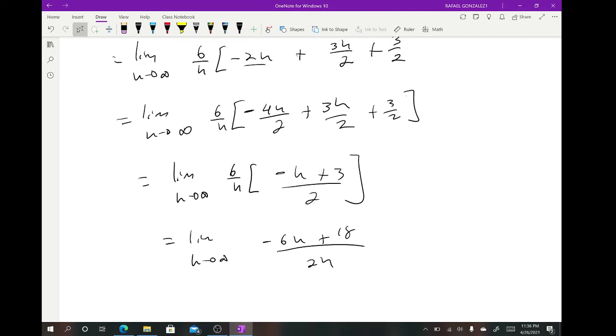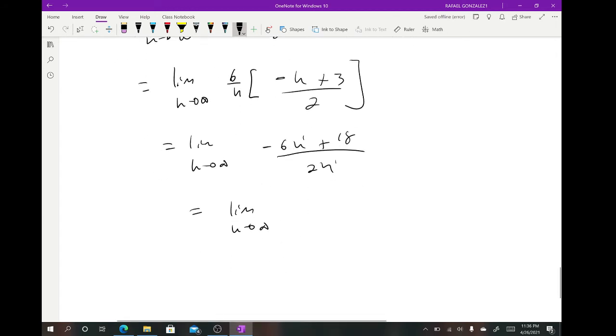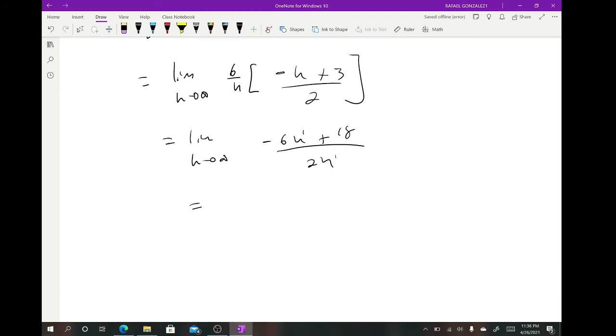So if we take the limit as n goes to infinity, remember the degree of the top and bottom are equal, and we learned that when this is the case, then the limit is going to be equal to the ratio of leading coefficients. So what we really have here is -3.